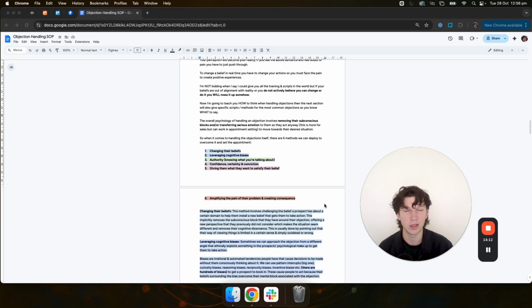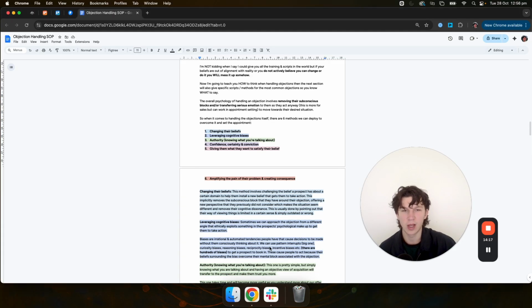But at first principle, this is what's actually happening. The second thing we can do, leveraging cognitive biases. So sometimes we can approach the objection from a different angle that ethically exploits something in the prospect's psychological makeup to get them to take action.